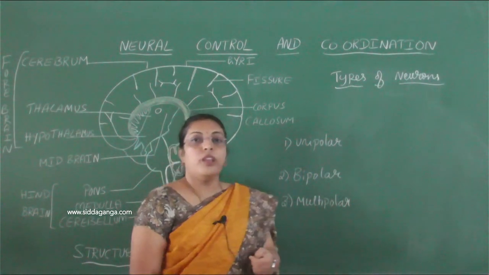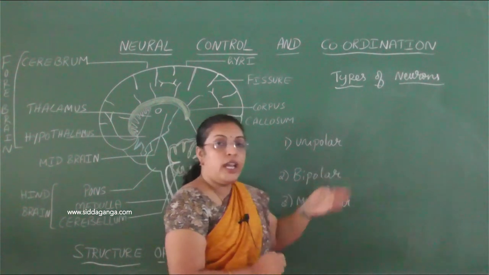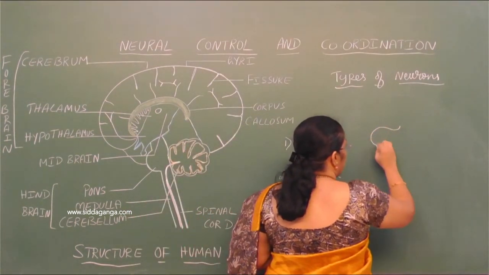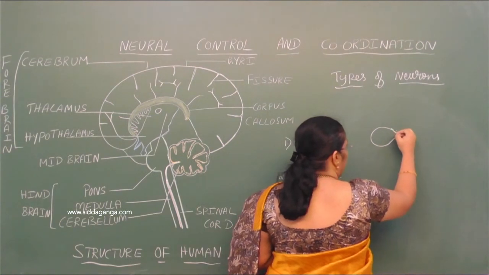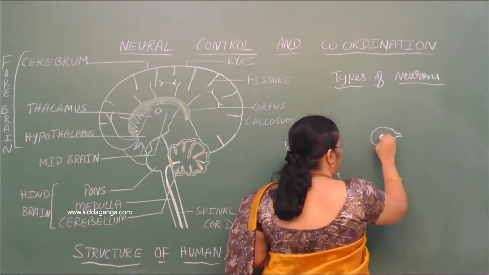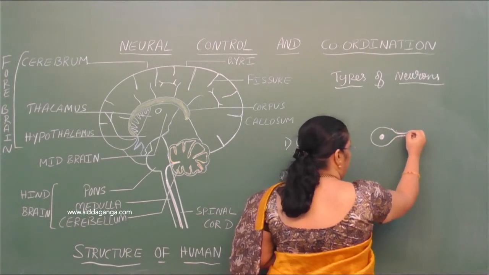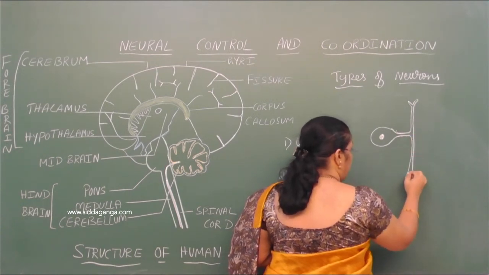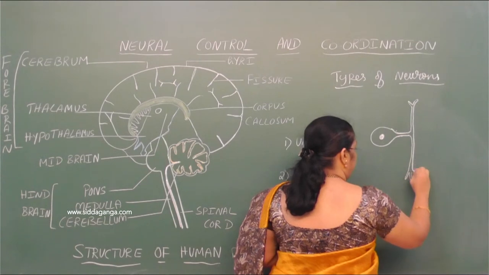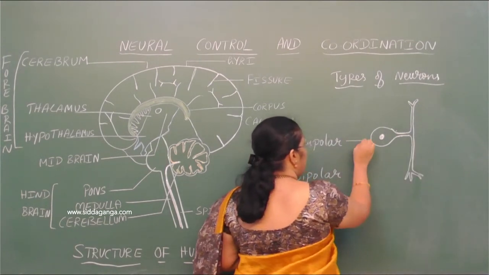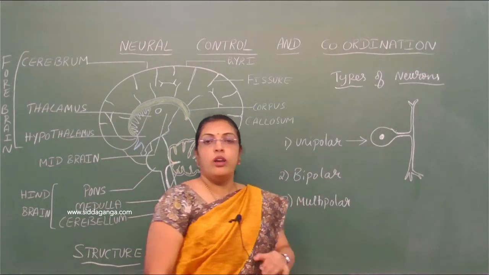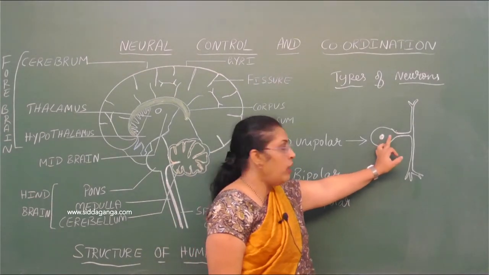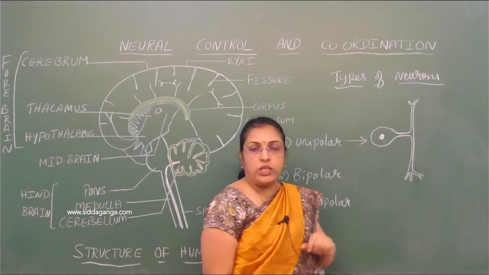See here, unipolar, uni means single. A single process is going to arise from the cell body. So this is a cell body. From the cell body, only one process is going to arise, which gives rise to dendrites and axon. This is a unipolar neuron. In a unipolar neuron, from the cell body, one process arises that gives rise to dendrites and axon.